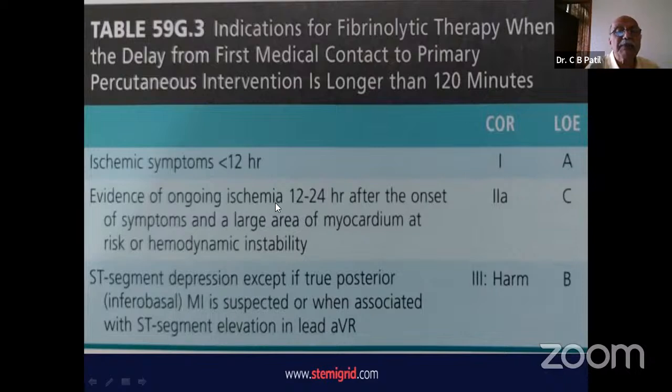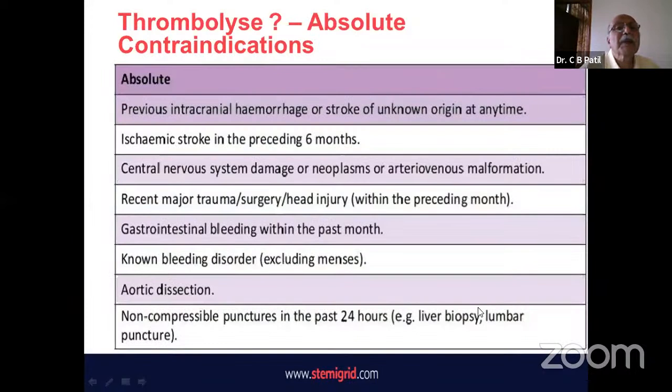That means when there are no facilities, this is the preferred choice. Evidence of ongoing ischemia, even 12 to 24 hours after the onset of symptoms and a large area of myocardium at risk, or if there is a hemodynamic instability and PCI facilities are not there or not amenable, then it is 2A, still can be given. And whereas ST segment depression, that means non-ST elevation MI and unstable angina, it is harmful. It is not indicated. So what are the absolute contraindications?